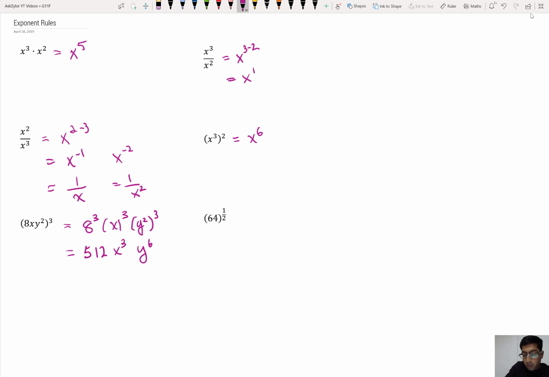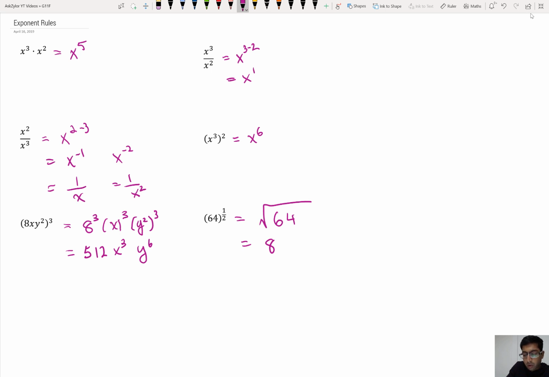All right, and then the last thing we want to cover before we move on is what happens when the exponent is a fraction. So for instance, what if we have 64 to the 1 over 2? Well, this just means the square root of 64. And the square root of 64 is just 8.